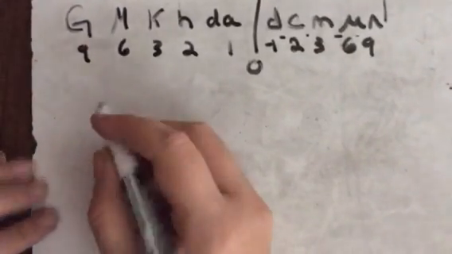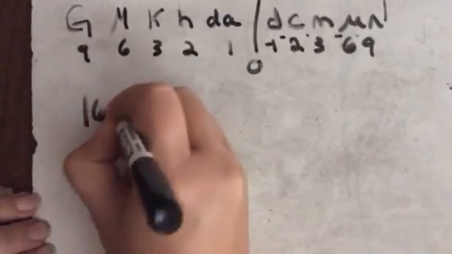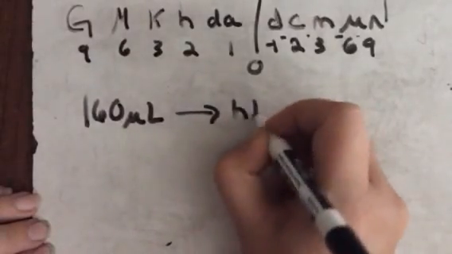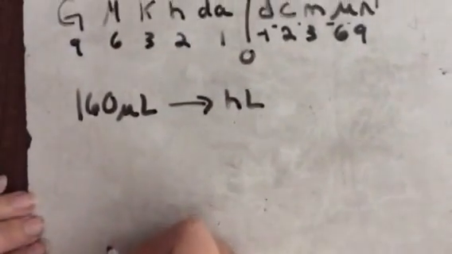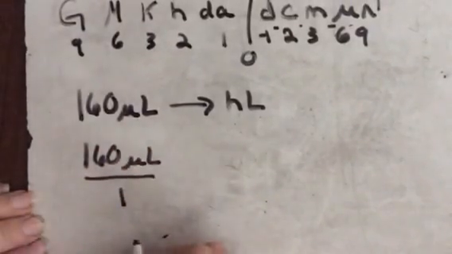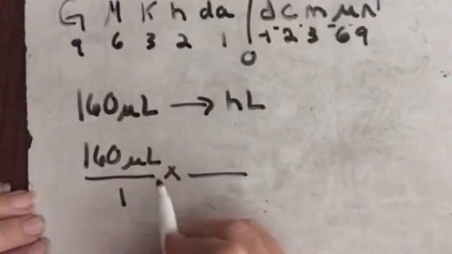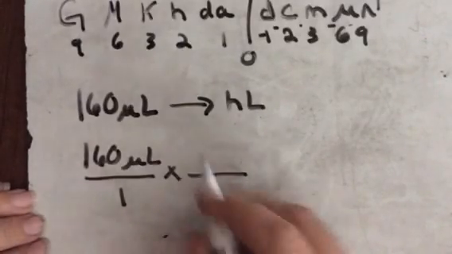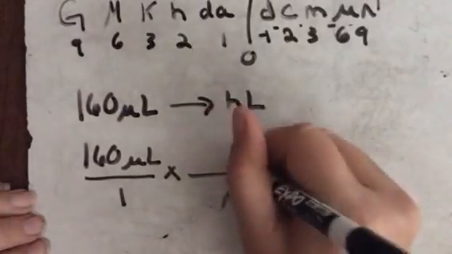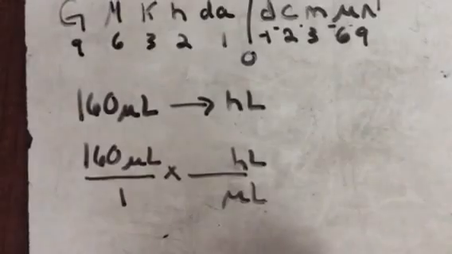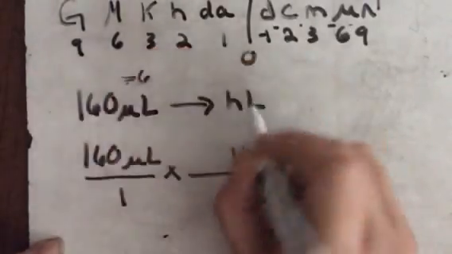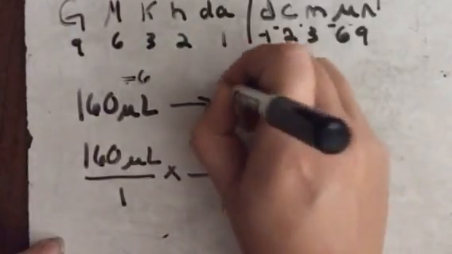So how do you actually complete a metric conversion? Let's say I have 160 microliters, and I want to convert that to hectoliters. You're going to write down what you're given over 1. We want to cancel out microliters, so to cancel out something, you divide by itself. So if microliters is on top, microliters is going to go on bottom. And we're going to hectoliters. Micro has a value of -6. Hecto has a value of 2.